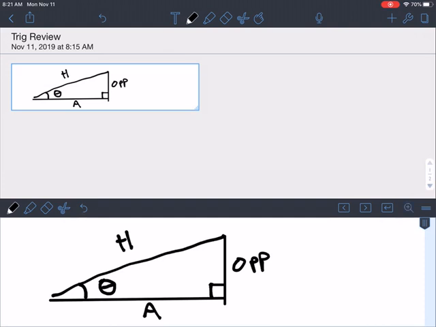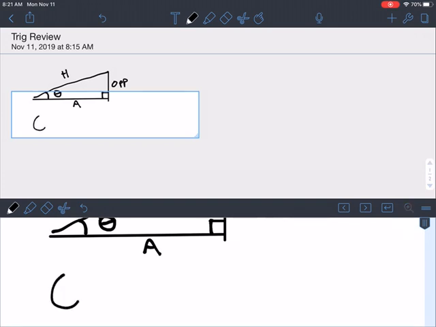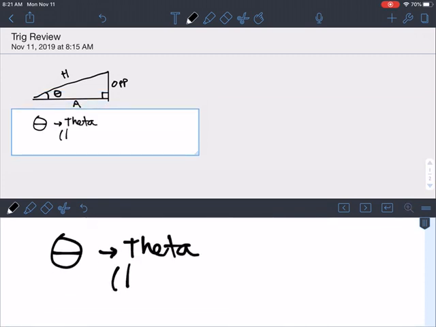Now in this class we're going to denote that with a symbol known as theta. So anytime that you see this sign, that means that it's theta. It's known as theta, but we're talking about some angle.